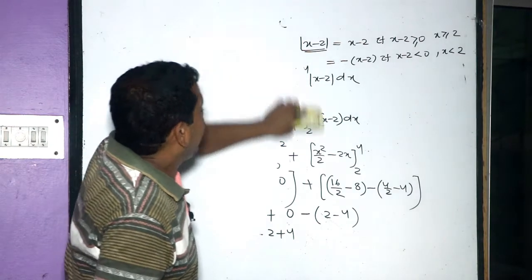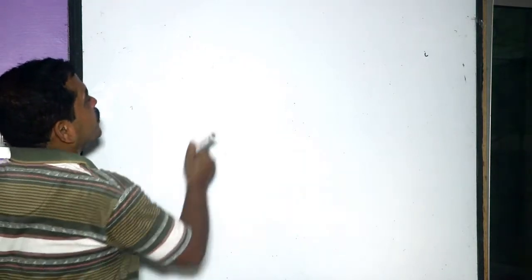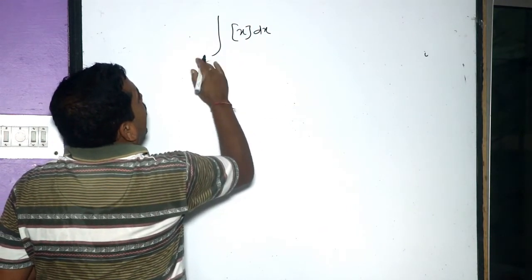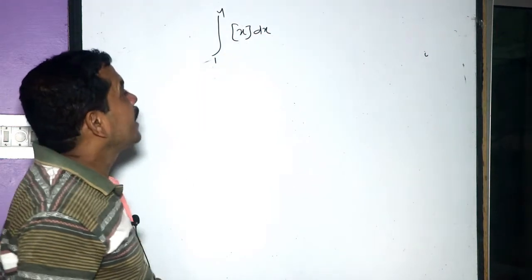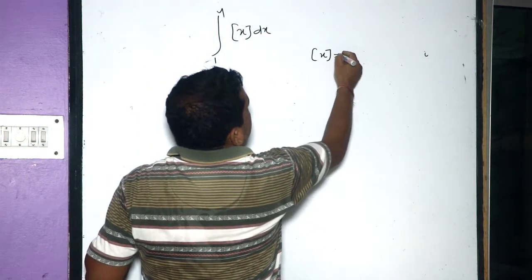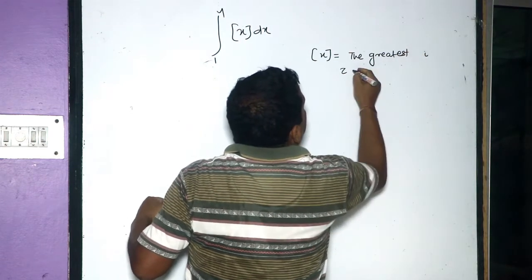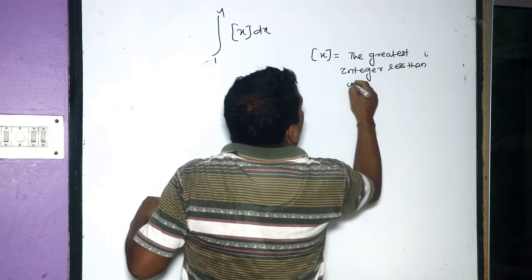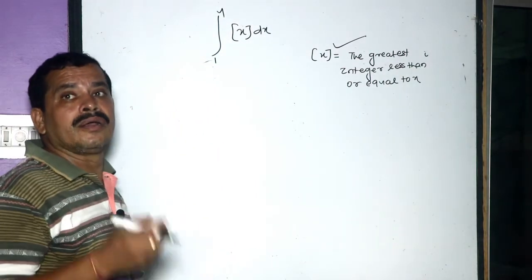Another example for bracket x. This property is used to evaluate the definite integration in case of modulus function and greatest integer function. If the function is [x], meaning the greatest integer function, ∫ from 1 to 4 of [x] dx. How can we evaluate this? We know that [x] is the greatest integer less than or equal to x, that is known as the greatest integer function or bracket function.